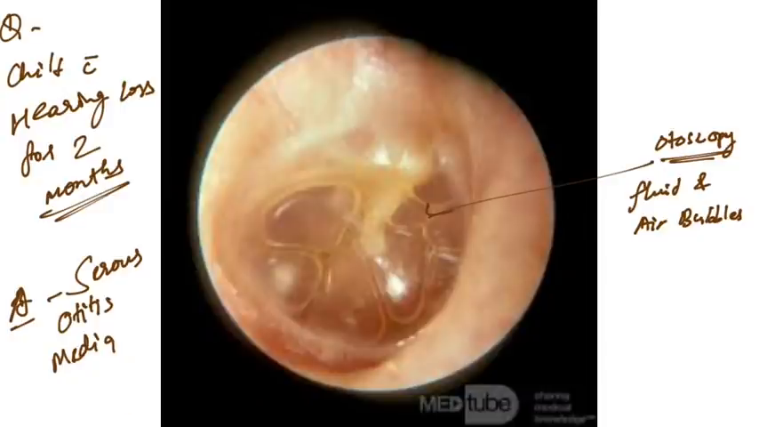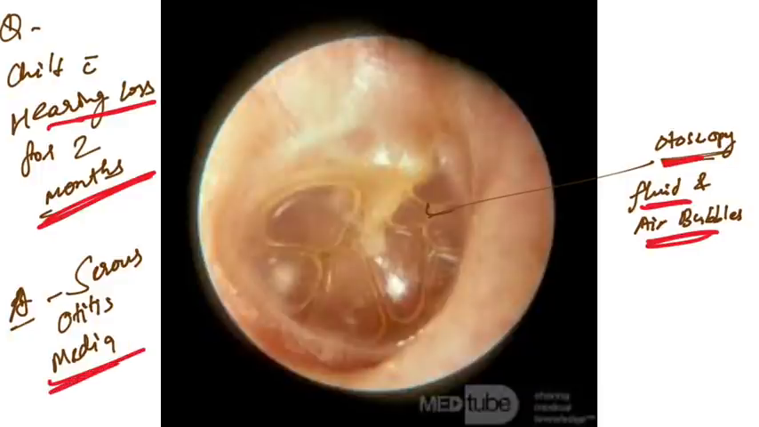This otoscope finding was given, with the history in the question of a child with hearing loss for 2 months. In this otoscopic finding we can see fluid and air bubbles. So fluid and air bubbles are seen in the otoscopic findings of serous otitis media, that is SOM.